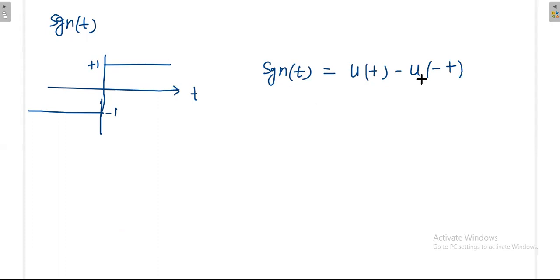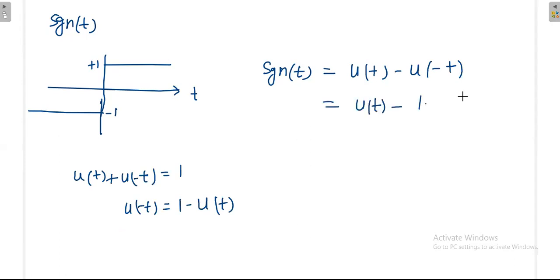And again, this u of minus t can be replaced by 1 minus u of t, because we have seen that u of t plus u of minus t is always 1. So if you want u of minus t, then this is 1 minus u of t. So u of t minus (1 minus u of t), finally you'll get 2 u of t minus 1. So sgn of t can be written as 2 u of t minus 1.